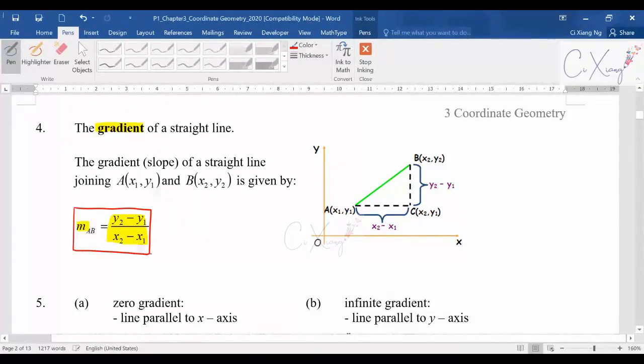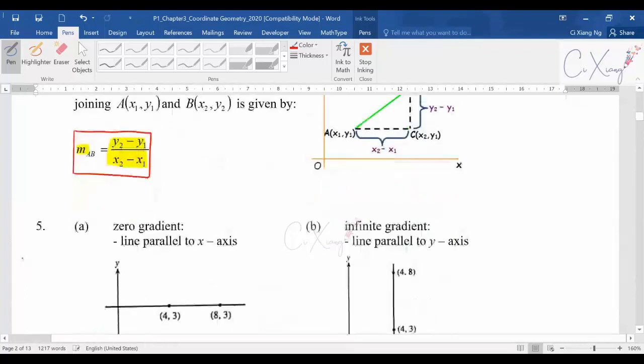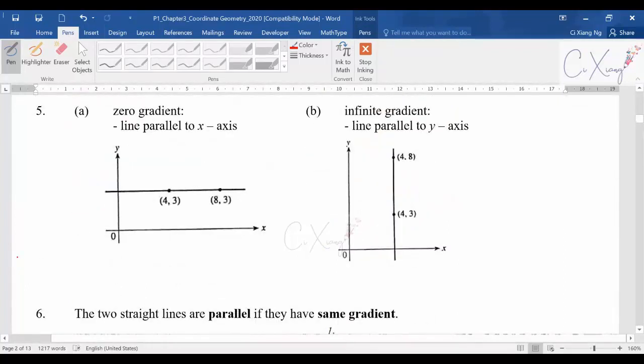Okay, so now there are some questions that they might ask you about the gradient. There are a few types of gradient that you should know. There are some rules that you need to know also. First, when you have a straight line that is parallel to the x-axis, that means your gradient is equal to 0 for this case. And when your line is parallel to the y-axis, the gradient is equal to infinity.